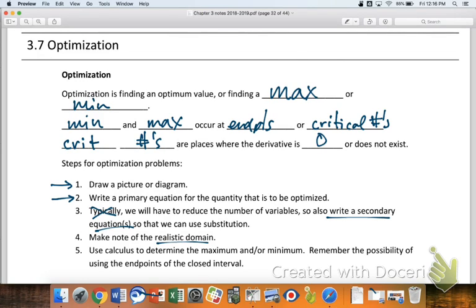And then number 5 is the most loaded. You can kind of snicker, I do. It says, use calculus to determine the max or min. Wow. Right, that's a pretty loaded statement, in the sense of, whoa, just to say, use calculus. There's a lot involved there, right? There's a whole lot of stuff involved. You've got to consider, are the endpoints going to matter?